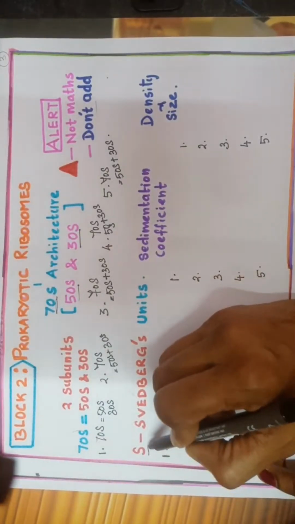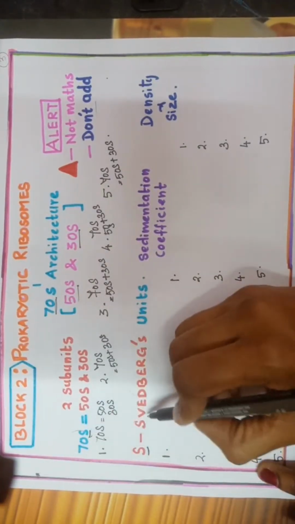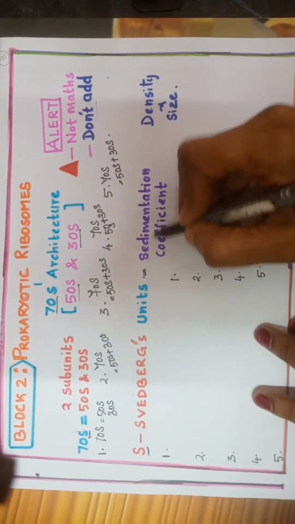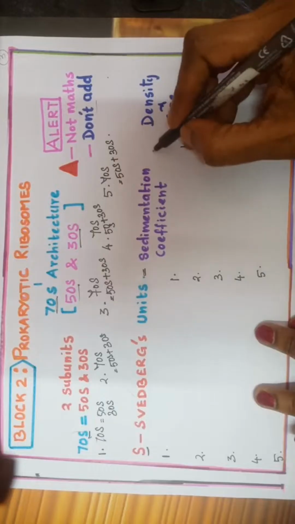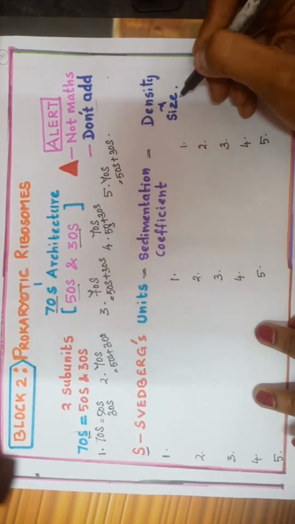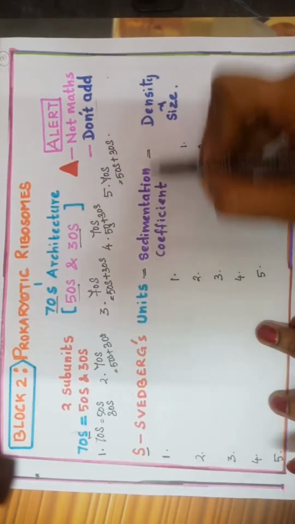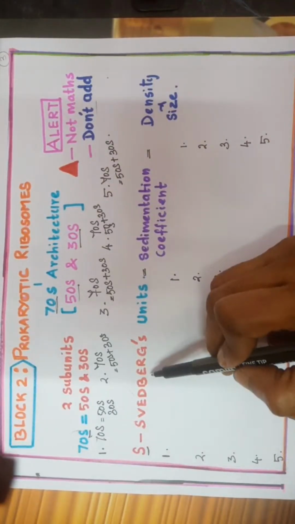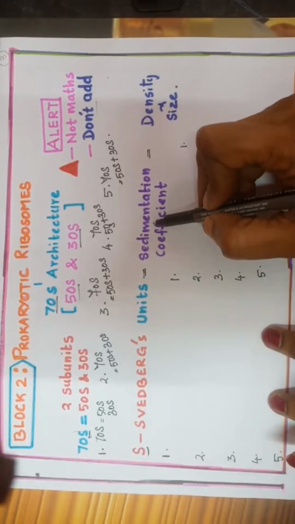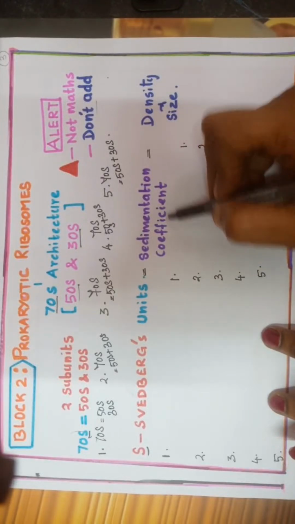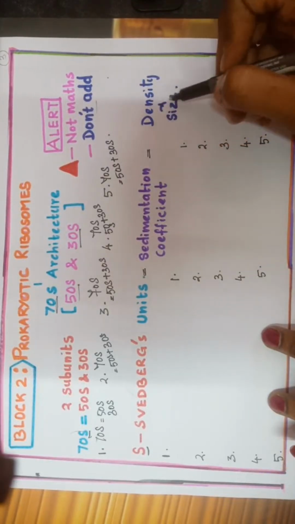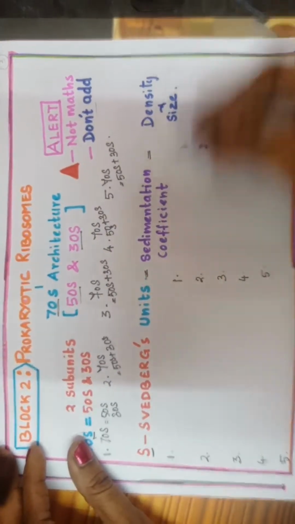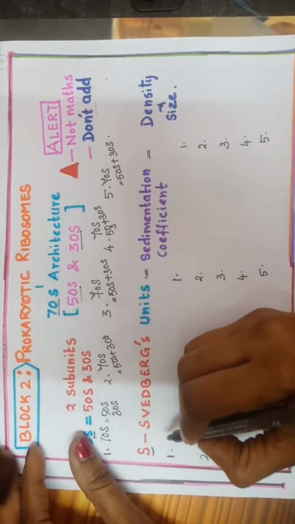Next, what does this S denote? It is called Svedberg's unit. This denotes the sedimentation coefficient, which is an indirect measure of density and size. I have written it in order. This is repeated many times. S is the Svedberg's unit. It denotes the sedimentation coefficient, which is the indirect measure of density and size.